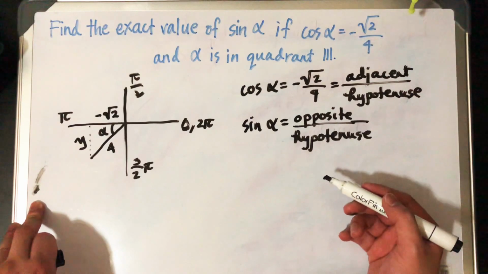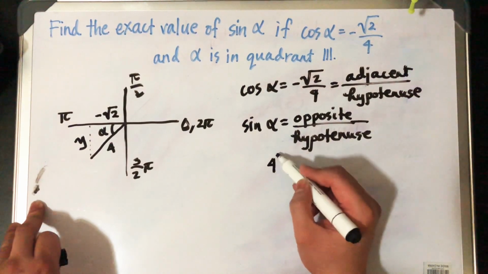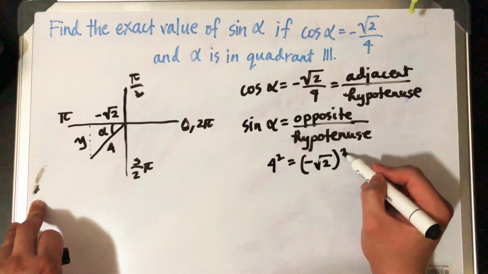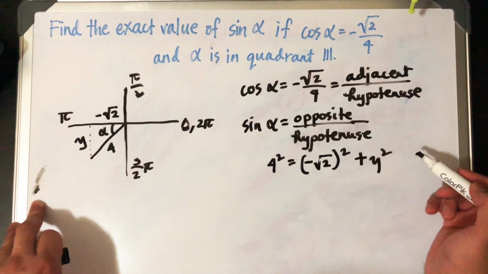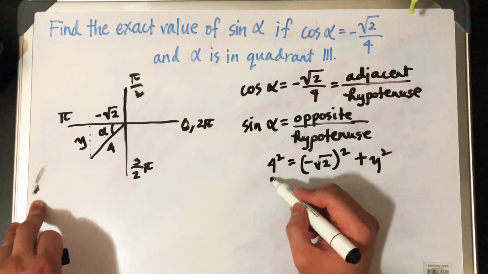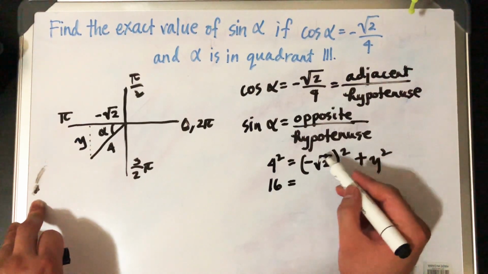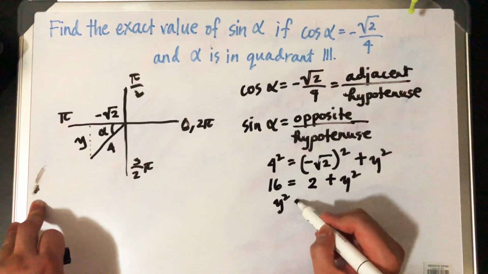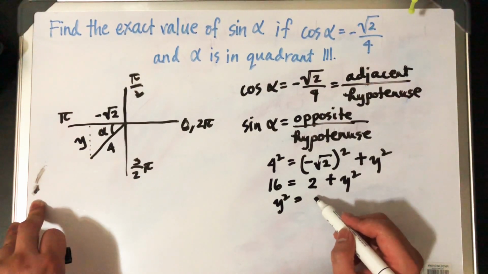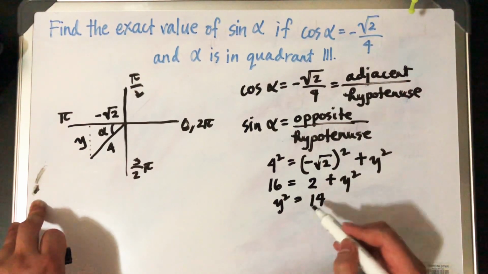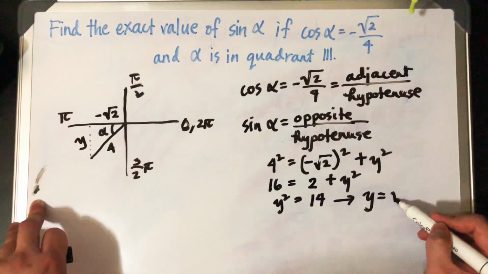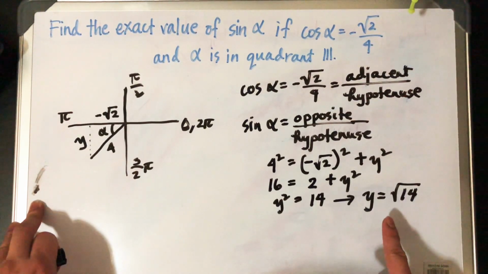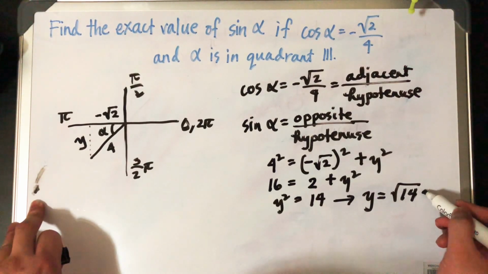So what we have now is 4 squared is equal to negative square root of 2 squared plus y squared. So we have now 16 equals, now this one will become 2 plus y squared. So y squared now is equal to 14. So therefore, y is equal to square root of 14. Now this is our opposite side. So we're going to put it here.